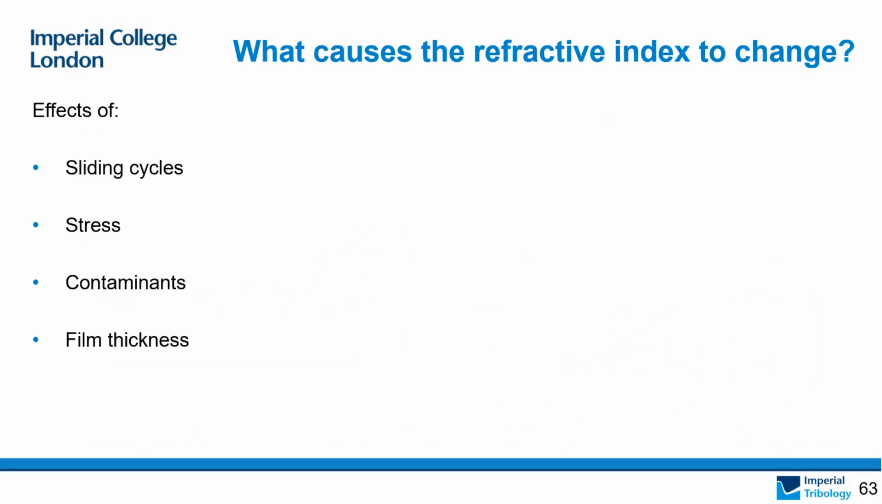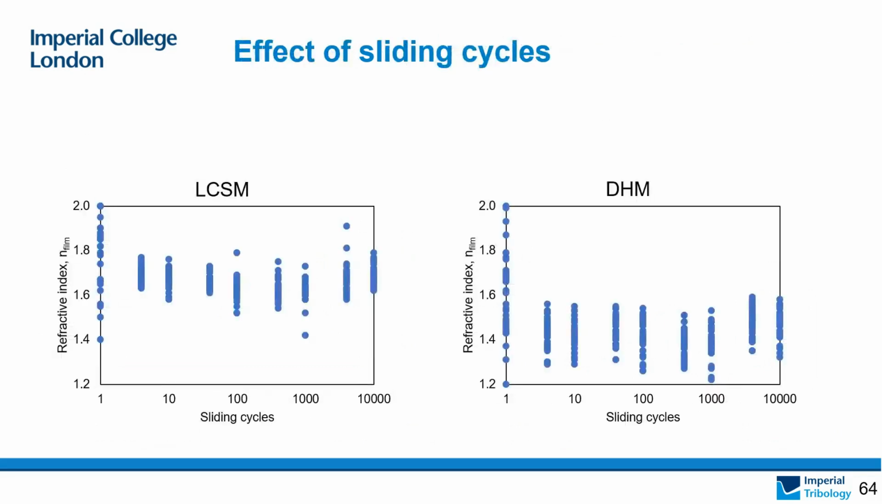So the question now is what causes these changes? So we'll first start with the effect of sliding cycles. On the left, we have a graph of refractive index against sliding cycles for the confocal. And on the right, we have the same graph for DHM.